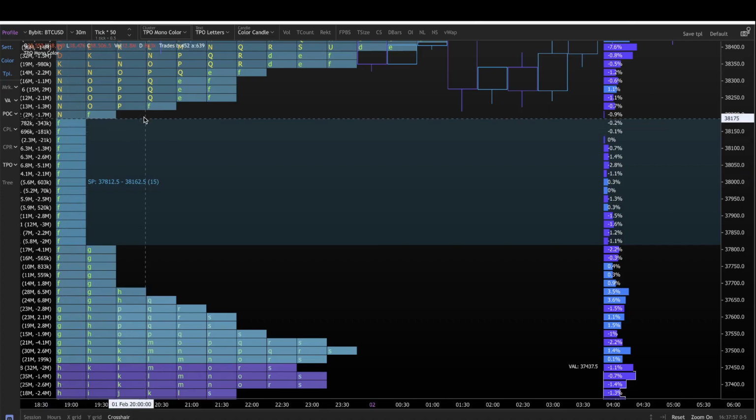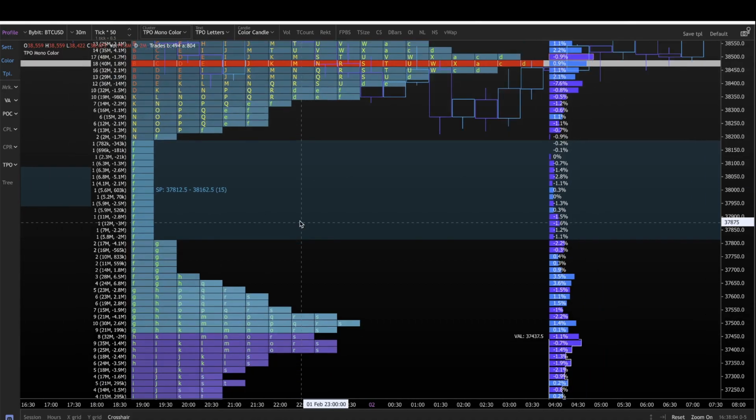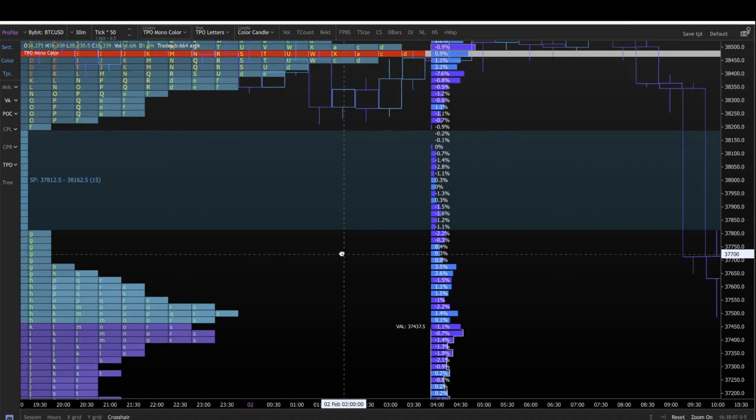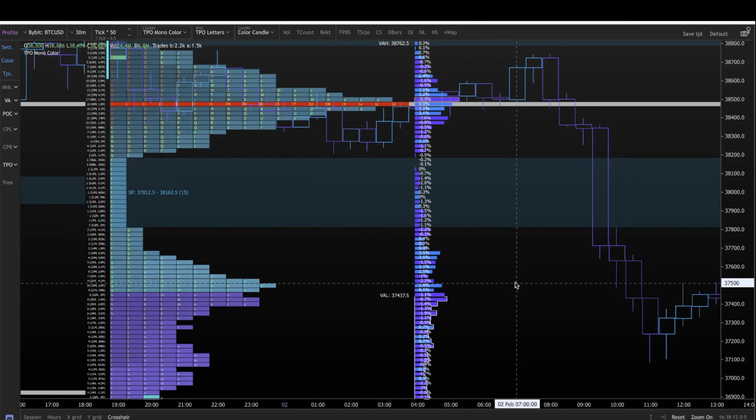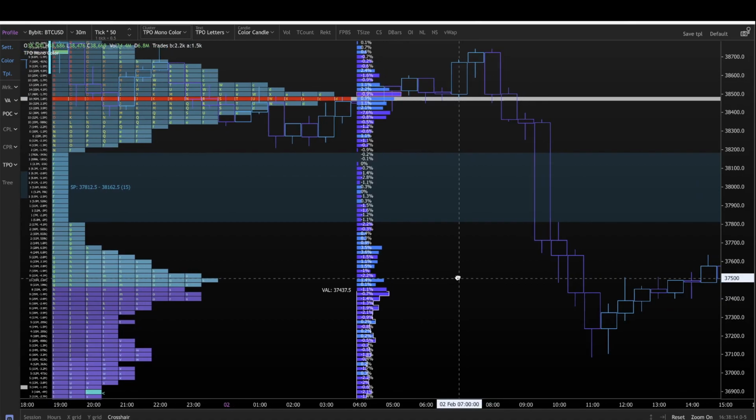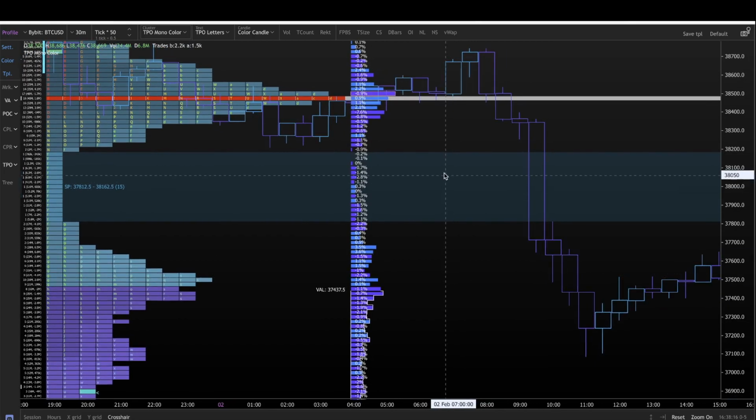Because we have 15 rows and there's one print per row. Okay, so most people will say, yeah, we have a row of single prints here that needs to be filled. Now, there are very important places about these single prints that we need to keep in mind, which is this. If we form a row of single prints, these are going to give us very important levels of support and resistance.